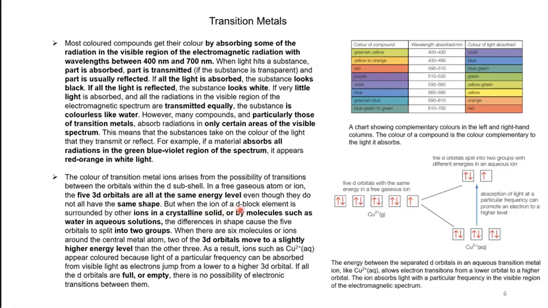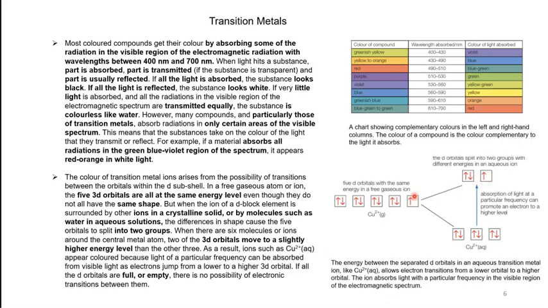But when the ion, a d block element, is surrounded by other ions, for example, let's say aqueous ions, then these 5 d orbitals get split. This is the lower energy one, and this is the higher energy one. When it jumps from here to here, we see the color of the compound. This is how we have it.